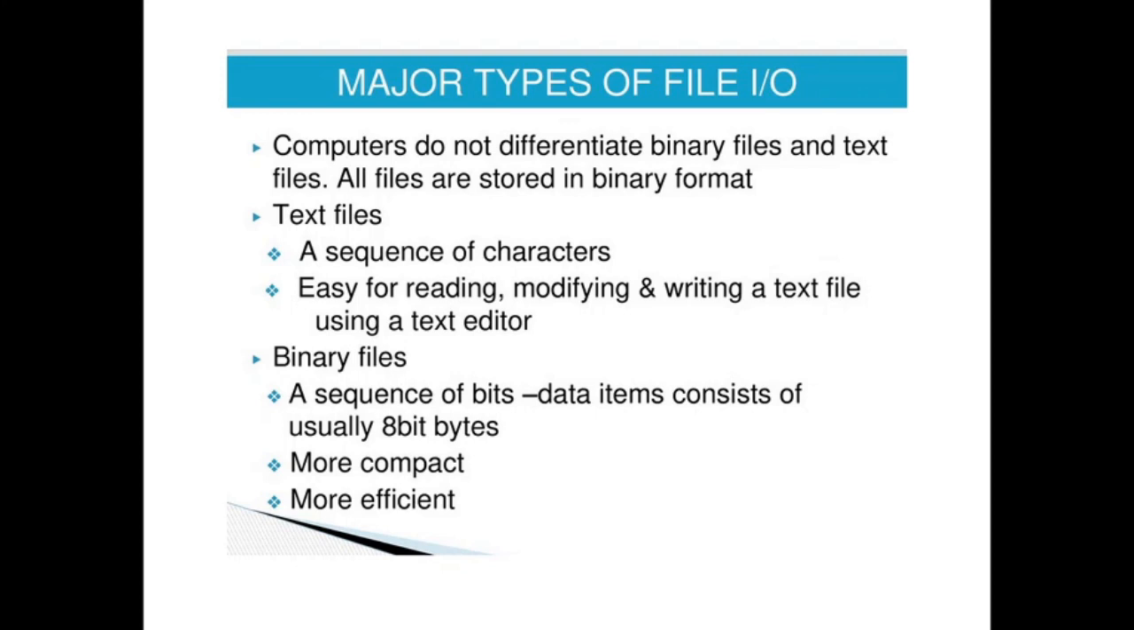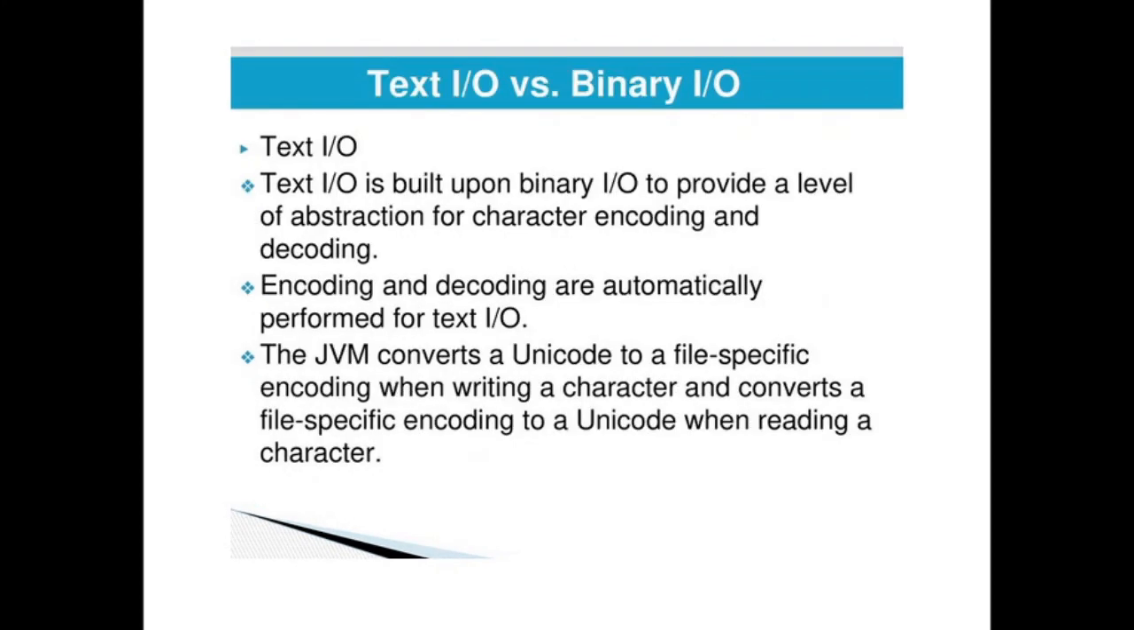Then what are binary files? Binary files are a sequence of bits. The data items usually consist of 8-bit bytes. It depends on the architecture, but practically each and every system has 1 byte equal to 8 bits. There's no confusion regarding it. Binary files are more compact and more efficient. Why are they more efficient? Because they are read byte by byte, not character by character, and we can read multiple bytes as well.